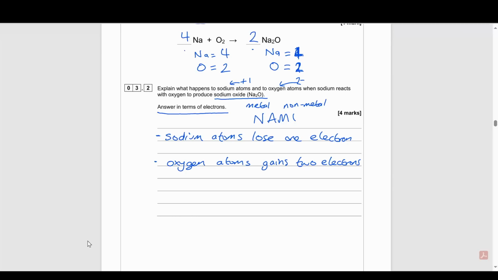So that means when you have 2 sodium atoms, they form an ionic bond with 1 oxygen atom.